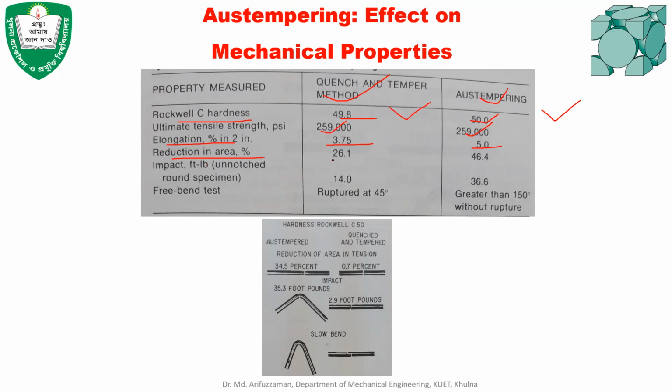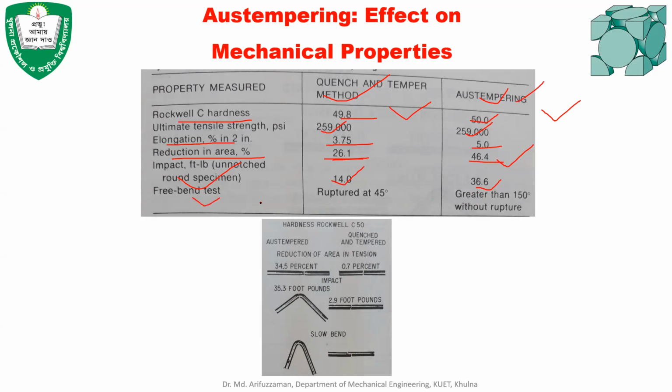Reduction of area is also higher, 46.4. In here it is only 26. That means a large amount of energy absorption capacity. And impact energy absorption is only 14 and 36.6. So the austempering structure gives better impact energy absorption.